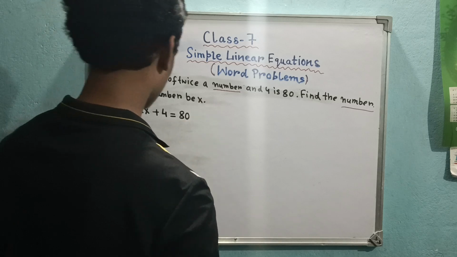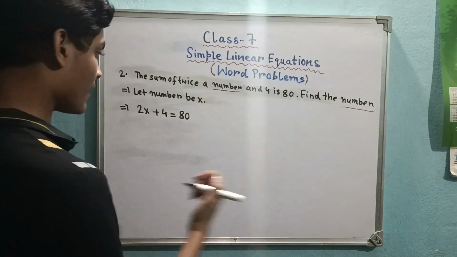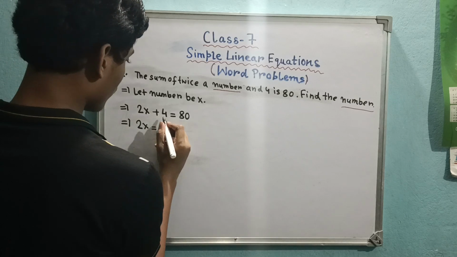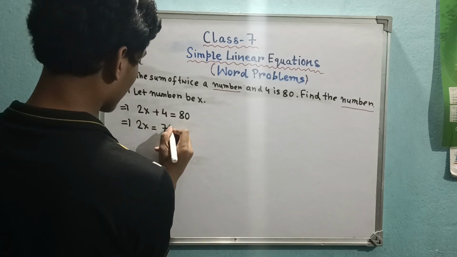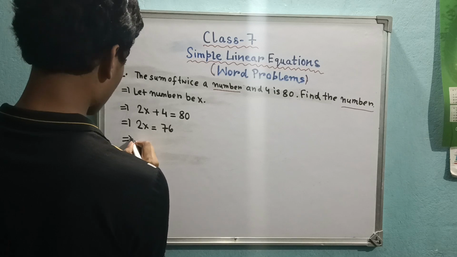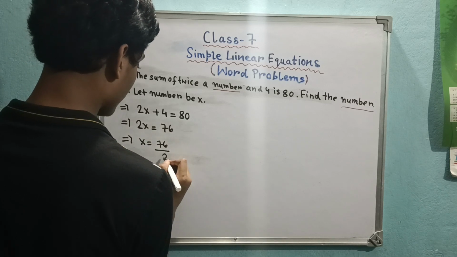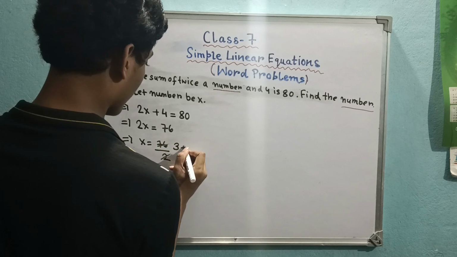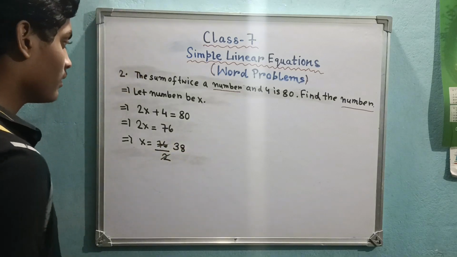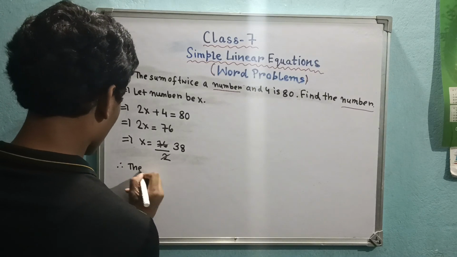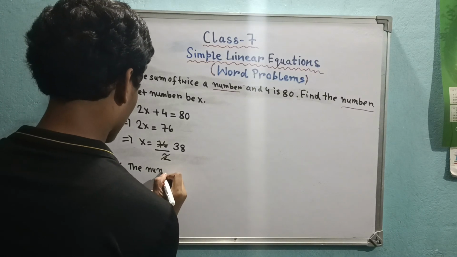Okay. From here we can just shift the 4 to that side. So I can write 2x is equal to 80 minus 4, which is 76. And simply we can write x will be equal to 76 by 2, nothing but 38. This is the answer. Therefore, the number is 38.